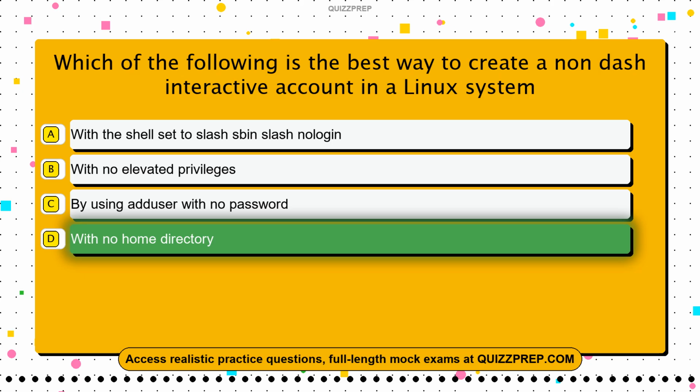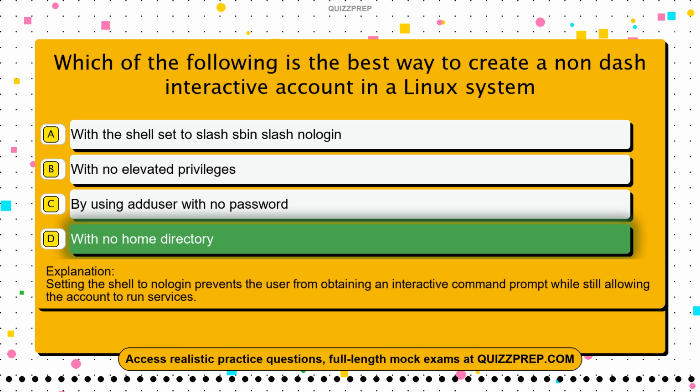The correct answer is option D. With no home directory. Setting the shell to nologin prevents the user from obtaining an interactive command prompt while still allowing the account to run services.